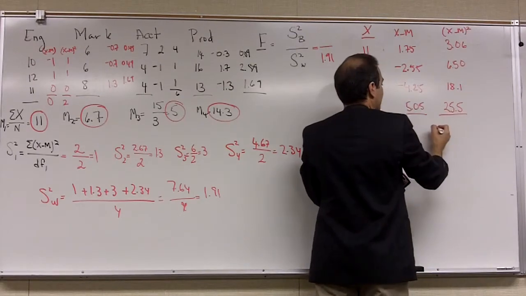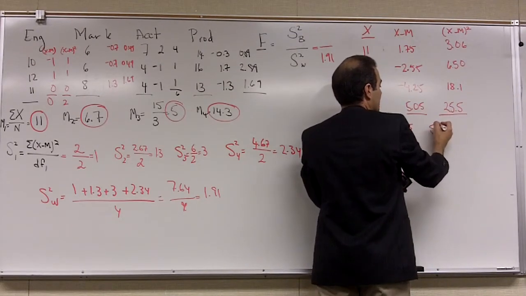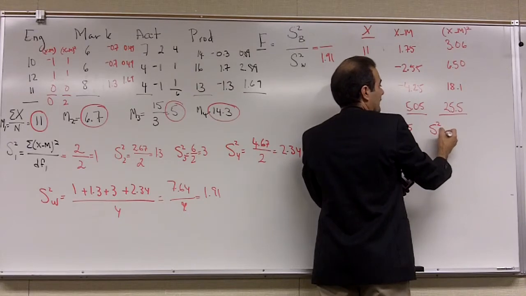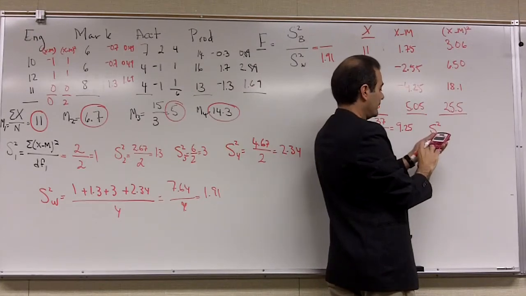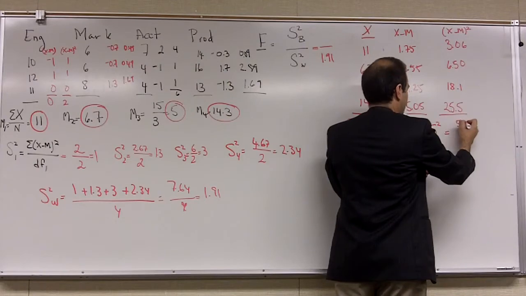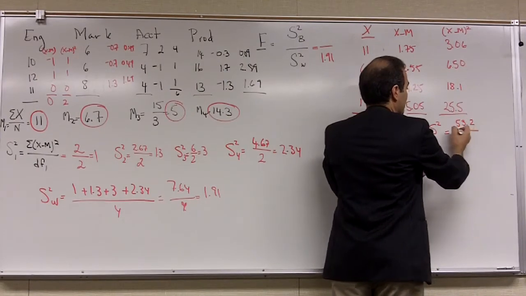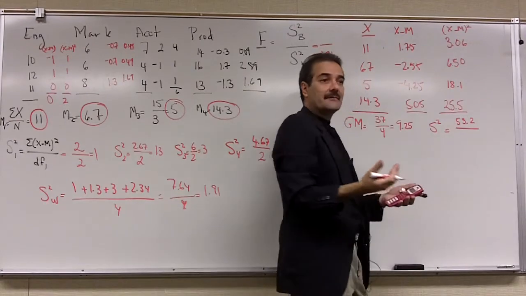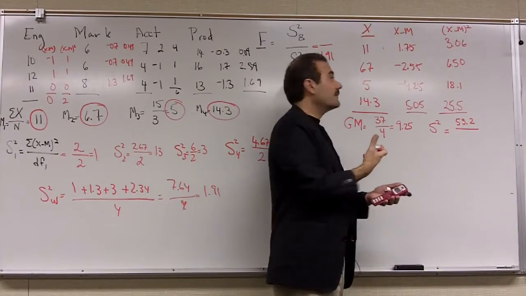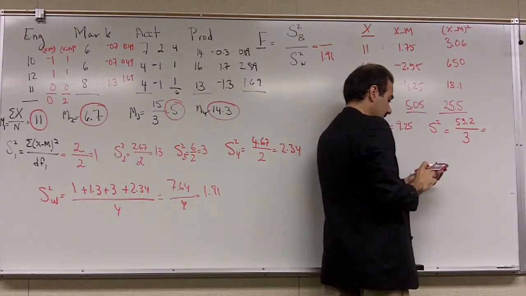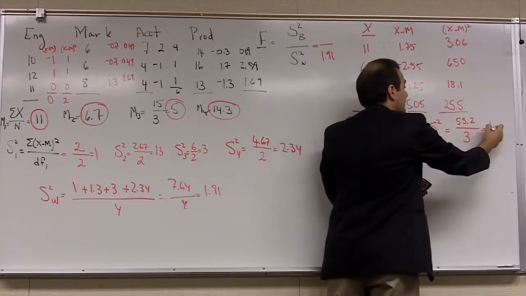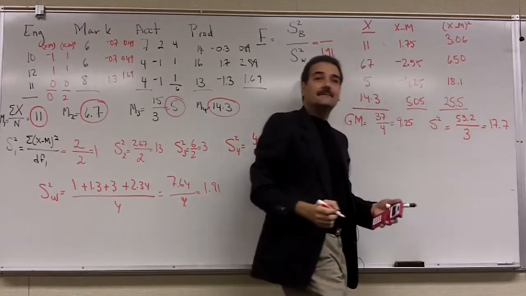You sum it up, giving you the s squared. Let me calculate that. 6.5 plus 18.1 plus 25.5 gives us 53.2, divided by degrees of freedom again. What's the degrees of freedom here? Four scores, so degrees of freedom is 3. And that's 17.7. Did everybody get that?